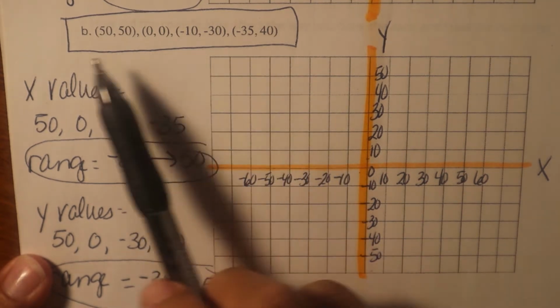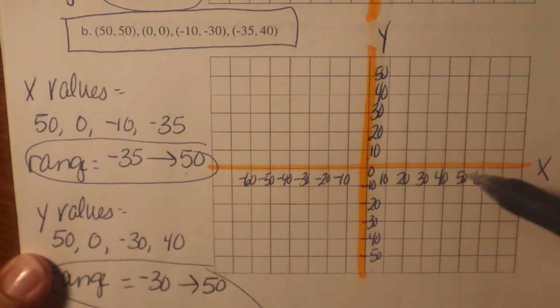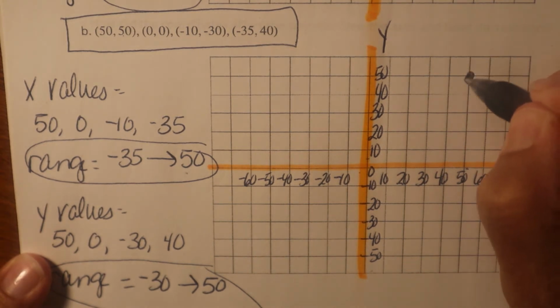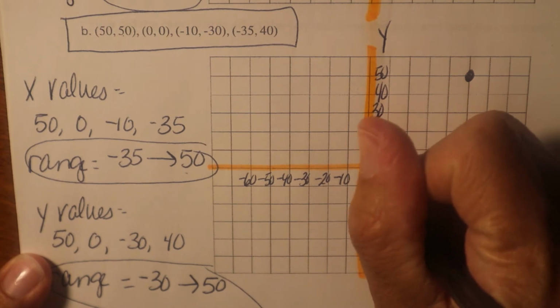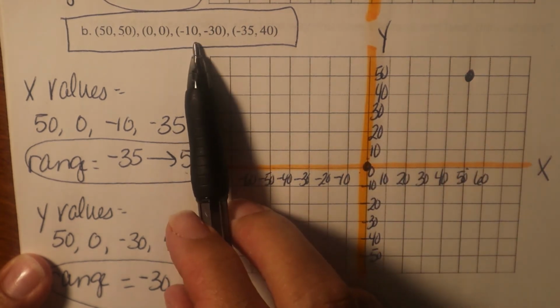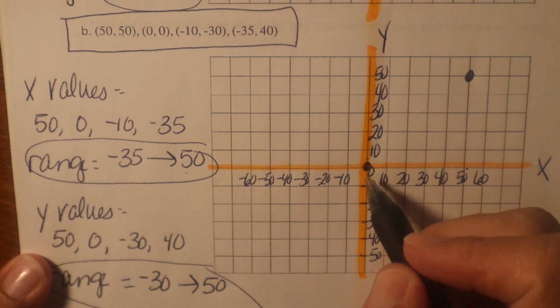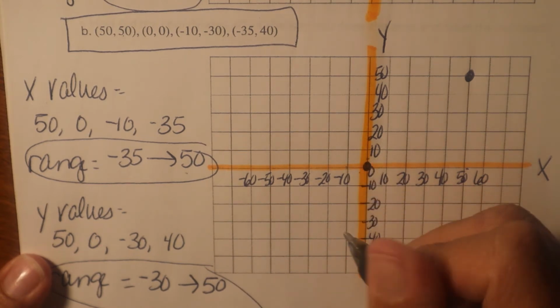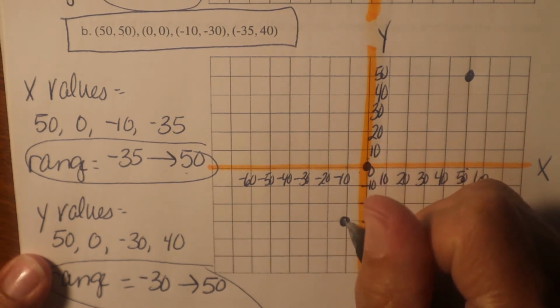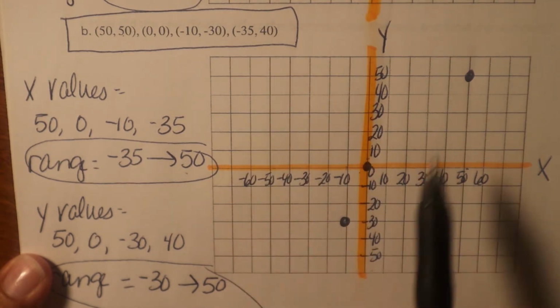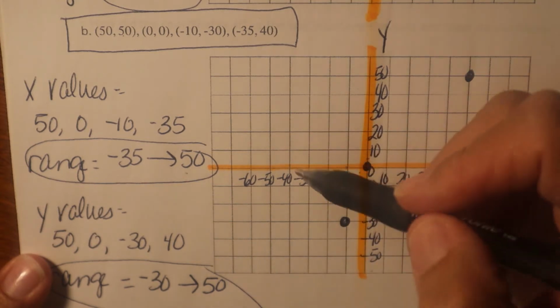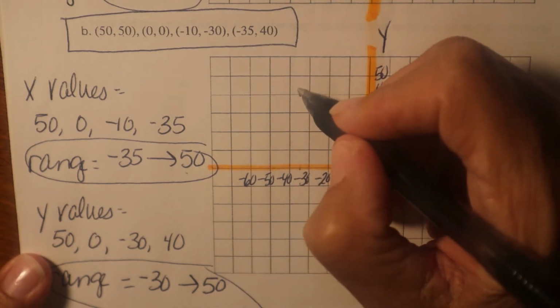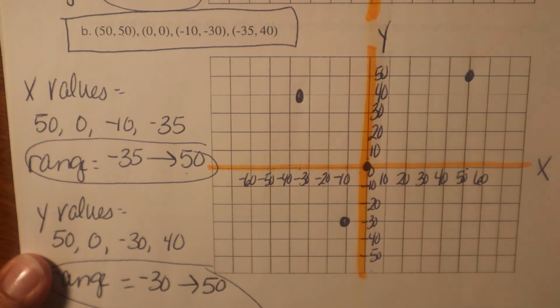Now let's plot our ordered pairs. The first pair is 50, 50. Over 50, up to 50, plot your point. Next ordered pair, well, that's 0, 0, so it's right there, right in the middle of our plane. Third ordered pair, -10, -30. Go over -10, come down -30, plot your point. And the last ordered pair, again, over -35 and then up 40. So we're right up here. And we have 1, 2, 3, 4, and those are our 4 points.